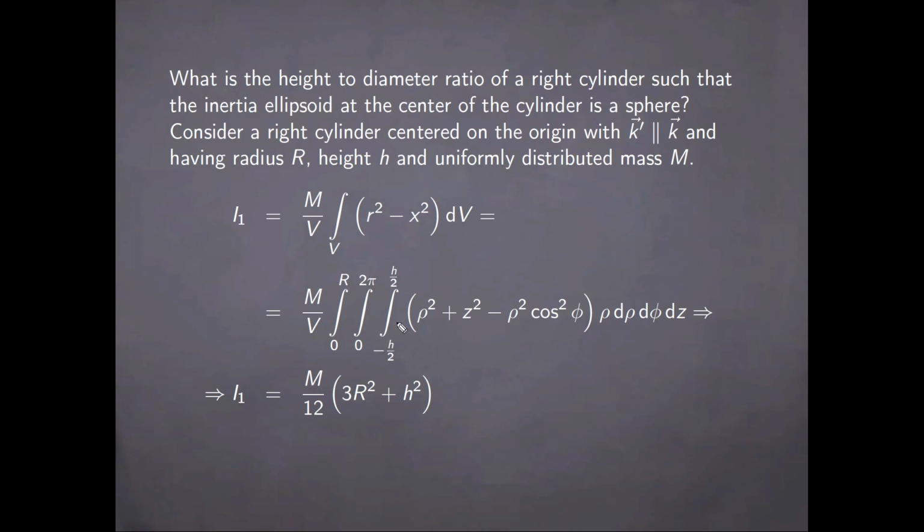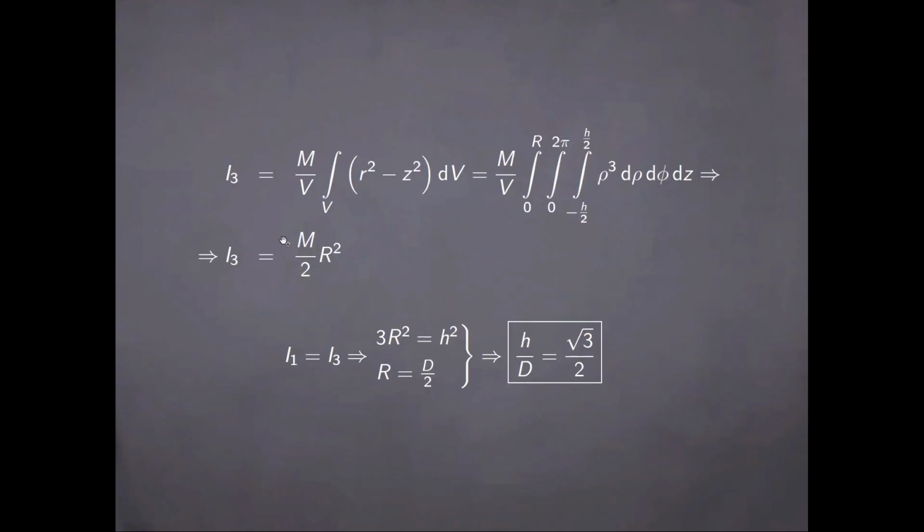So we are explicitly calculating this relative to the center of mass of the cylinder, which, given its description, is located halfway up its height. So these two values will be given by the expression here. And for the third value, we perform a very similar integral, which gives the result here. Now for the inertia ellipsoid to be a sphere, these two values have to be equal. So I1 has to be equal to I3, which leads to the condition here.